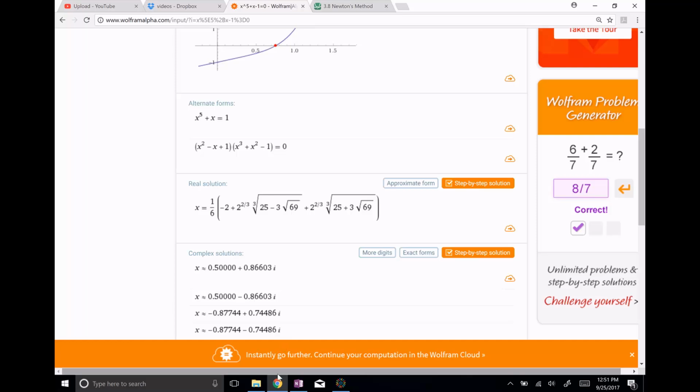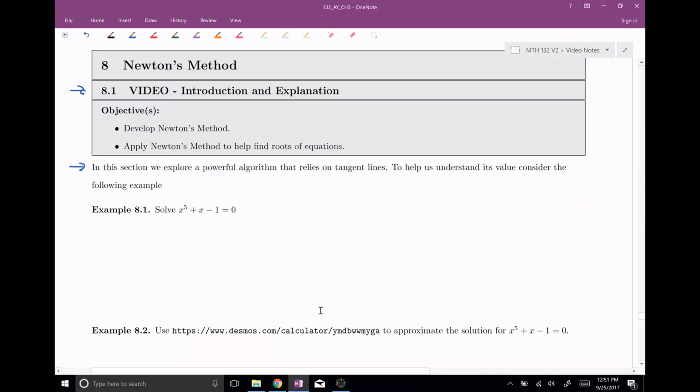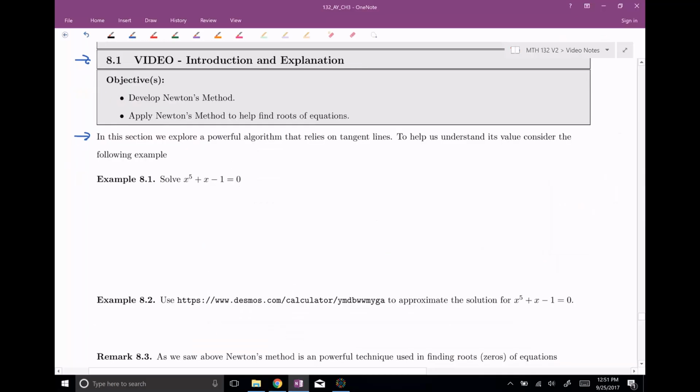So the idea behind Newton's method is that instead of actually being able to solve these things, maybe if we can just get an approximation for the solution, that will be good enough. Maybe if we can get a decimal approximation with maybe 100 digits accuracy, or 1,000 digits of accuracy, that will be good enough, and it doesn't really matter what the exact answer is.